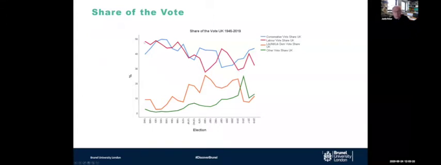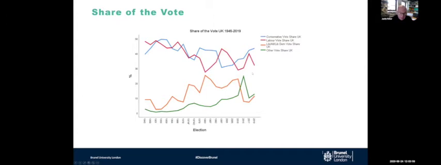Now just look at the vote shares that the parties picked up back in 1945. Labour got nearly 50% of the vote, and the Conservatives, although a distant second, still managed to pick up 40%. Now those vote shares now are rather less.